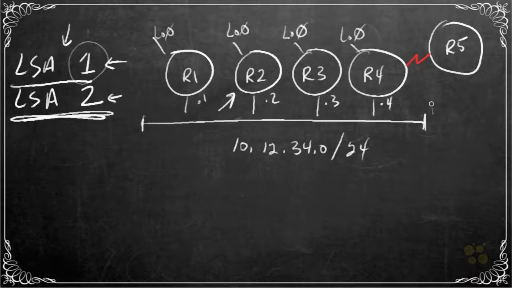Now, how many different times do you think we would need to learn an LSA2 regarding the 10.12.34 network? I mean, if R1 did the LSA type 2 and R2 created it and R3 created it and R4, we'd have a lot of redundant information. We really only need to know, yep, there's network 10.12.34 and we have routers 1, 2, 3, and 4 connected to it.